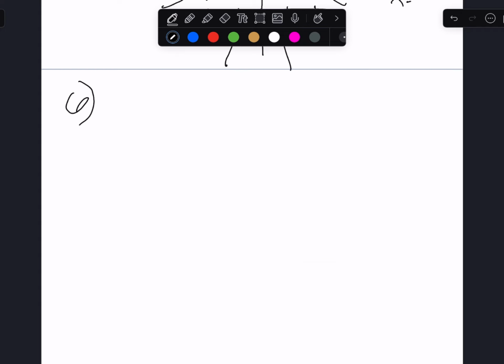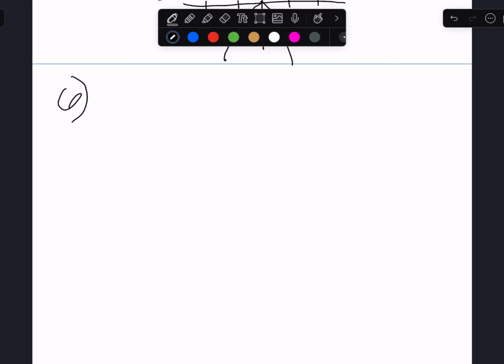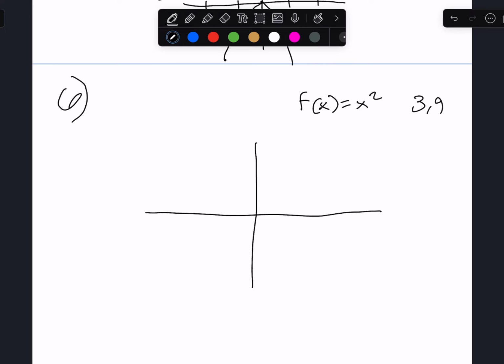Question 6 is asking us to find the slope of the tangent line of f of x equals x squared at the point 3, 9. This question is very similar, if not almost identical, to question 1. So first, we have to graph our parabola, because it is x squared, like so. Now we have to find the point 3, 9. 3, go up, 9.